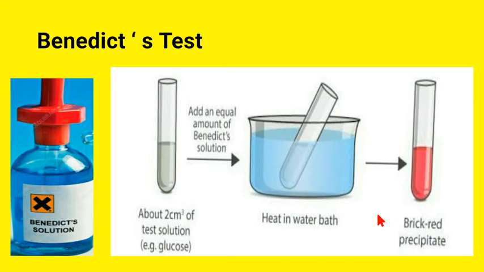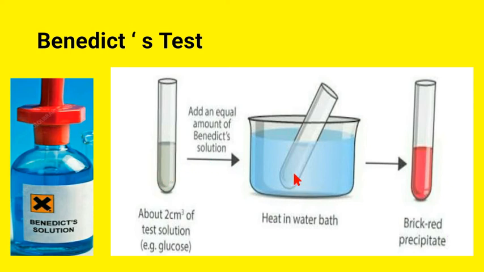Benedict test is used to detect the presence of reducing sugar. In this test, we take Benedict's reagent. So first we're going to take a test tube containing 2 centimeter cube of food sample, food solution, and we're going to add equal amount of Benedict solution. Always remember this. If you are taking 5 centimeter cube of test solution or any food sample, we're going to take same amount of Benedict reagent as well.